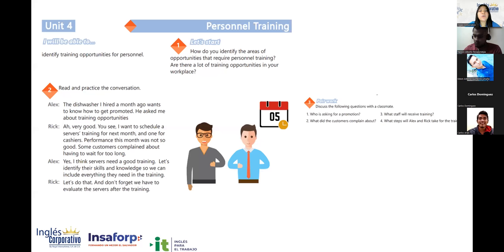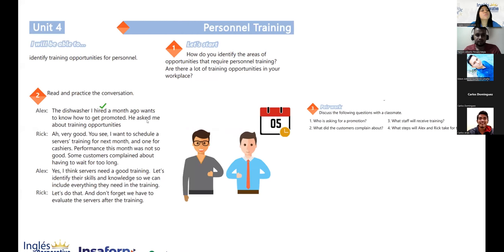All right, guys. So we are going to start with the book. And let's see, we have a role play. We have a conversation right there. I need two volunteers. Please, Edwin, be Alex, and Nelson, Rick. This was, I heard a month ago. Wants to know how to get promoted. He asked me about training opportunities.